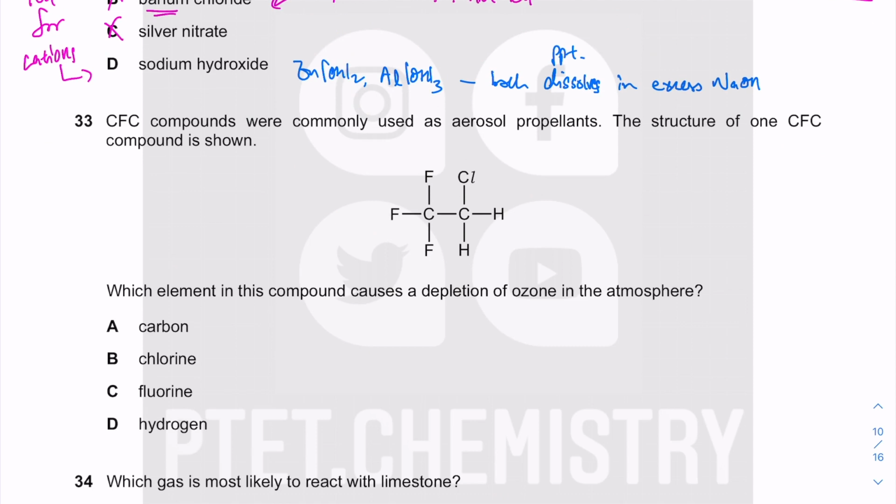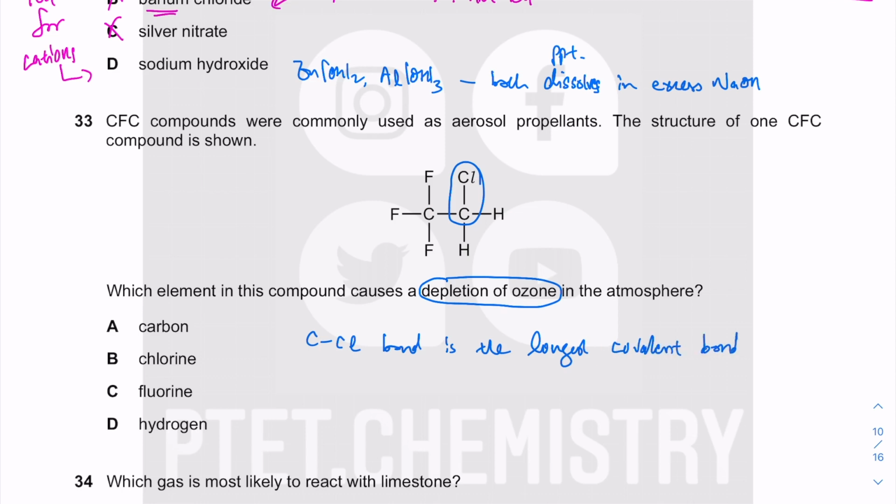33, CFC compounds. Chlorofluorocarbons contain carbon-fluorine, carbon-chlorine, and it's also got alkane. So which element causes a depletion of ozone? So we are breaking the weak C-Cl bond. The C-Cl bond is the longest, because when you think about it, hydrogen has just got the first shell, fluorine has got 2 shells, chlorine has got 3 shells. So it's the longest covalent bond.